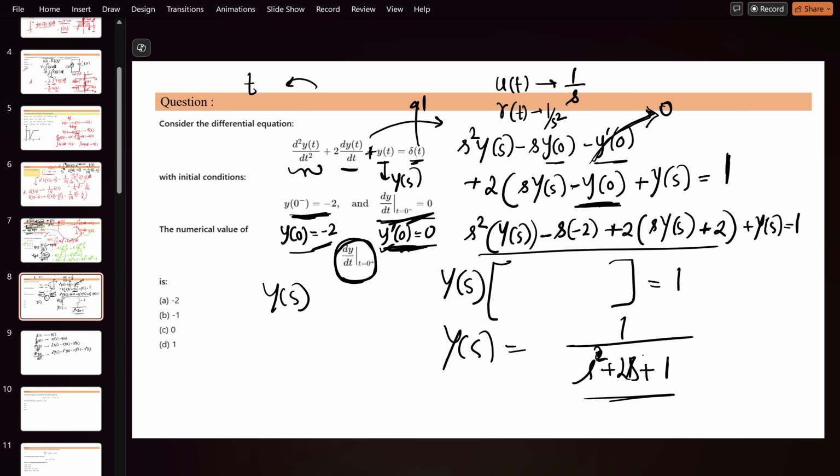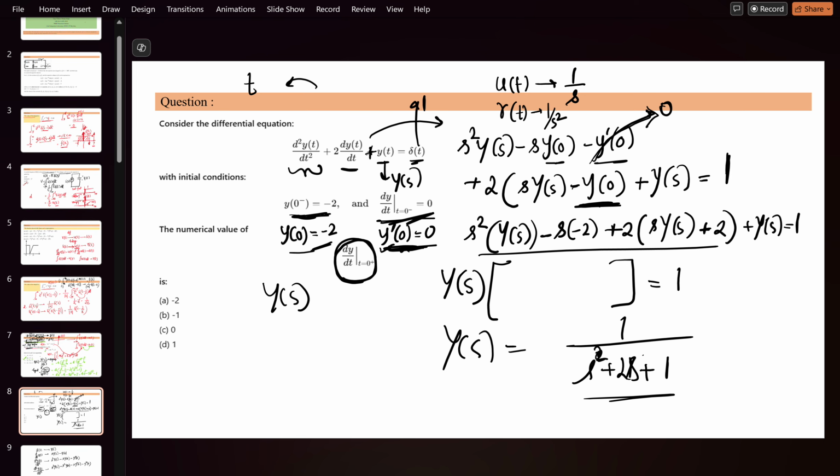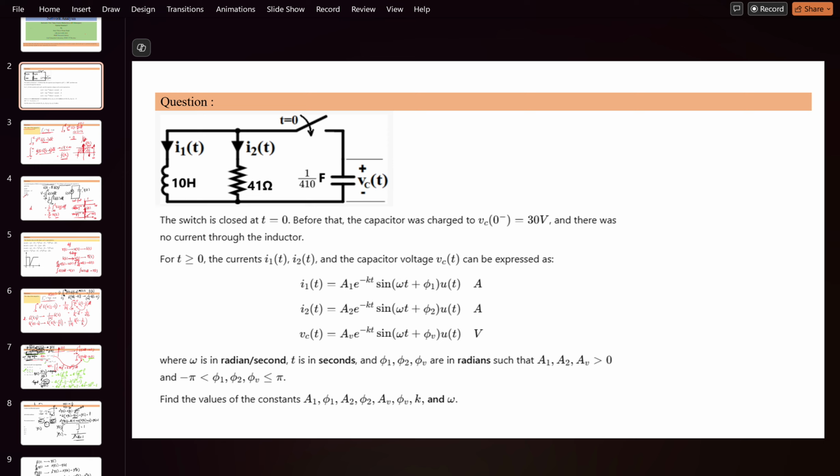I have kept a few more problems. Use those problems and try to solve them. We will see in the next lecture. Let's move to this first problem, which was important to solve, your numerical basically.